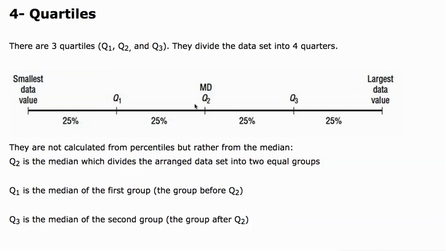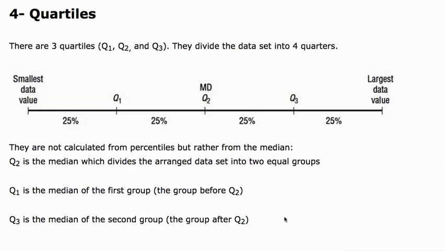So Q2 is actually simply the median. The second quartile is the median. And I think you know how to get the median. Q1 is the median of the first group that comes before the median, and Q3 is the median of the second group that comes after the general median of the data.